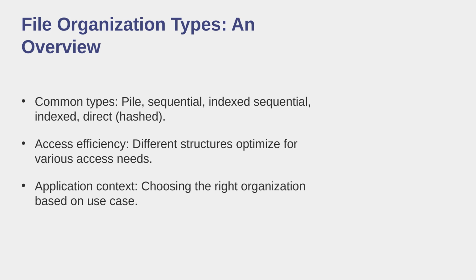Lastly, direct or hashed files allow for immediate access to records based on a known address. This structure is optimal for applications demanding extremely rapid access, such as pricing tables or directories. As we consider these various file organization types, think about the applications you use in your daily life. How might the choice of file organization impact the performance and efficiency of those applications?